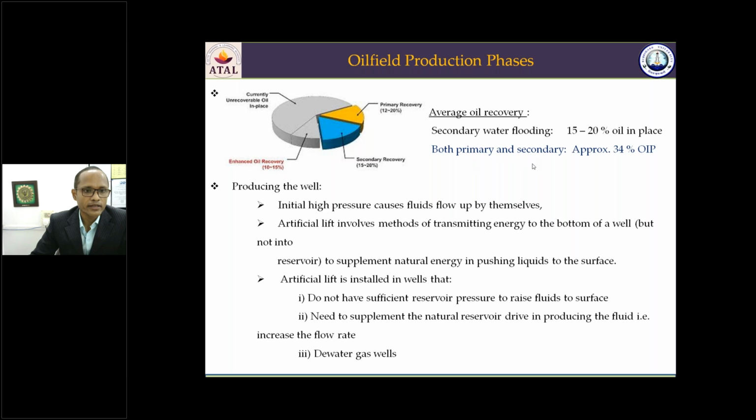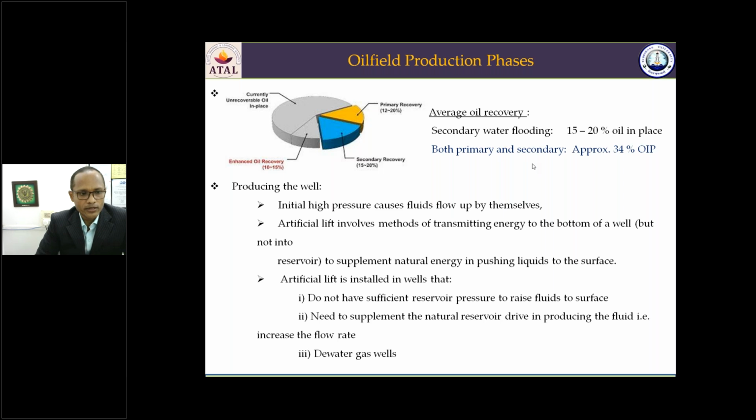So by primary and secondary recovery, by the reservoir's own natural energy, and also by the use of gas and water, we can produce about 34% of the oil in place. That means whatever was there in the reservoir, about 34% of it can be recovered with the help of the primary and the secondary recovery.